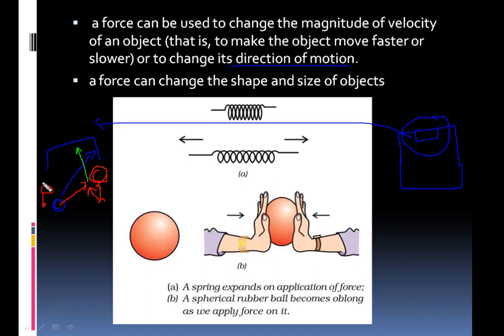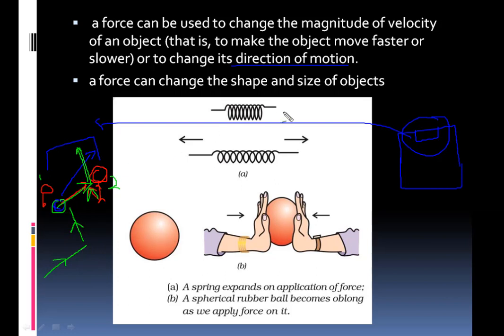Now this is the first player, this is the second player. The first player kicks the ball in this direction. Now the ball is moving in this direction. When the second player applies force, the direction of the ball is changed. The ball was moving initially in this direction. When a force is applied, the ball starts moving in this direction. Now these are two different directions. So as the force is applied on a body, the direction of motion of the body can also be changed.